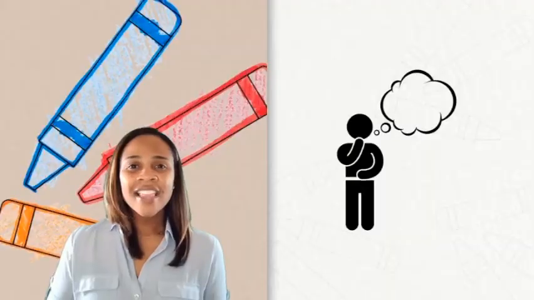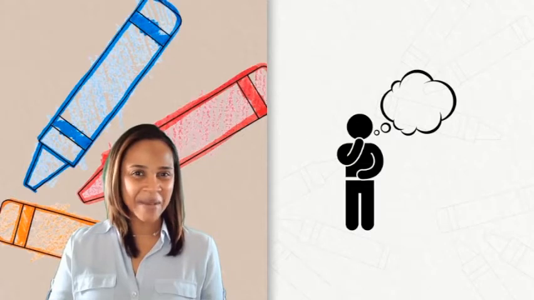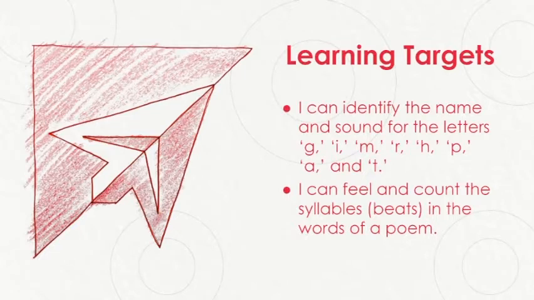Materials. The only materials you need for our lesson today is just your thinking cap. So it's time to get our brains ready. There are two learning targets for our lesson today. The first target says, I can identify the name and sound for the letters G, I, M, R, H, P, A, and T. The second target says, I can feel and count the syllables or beats in the words of a poem.